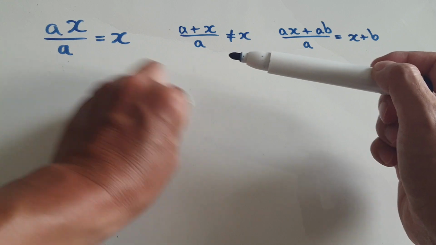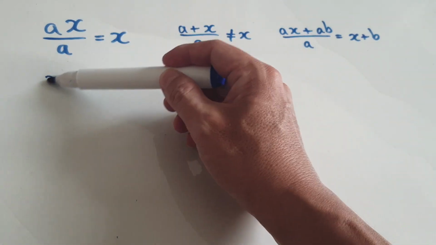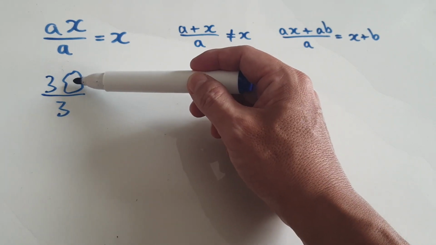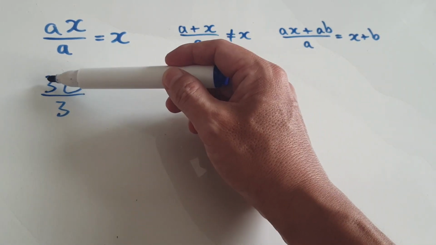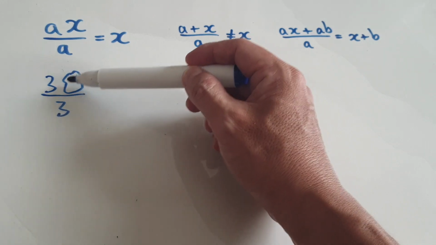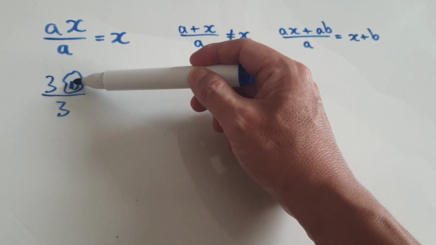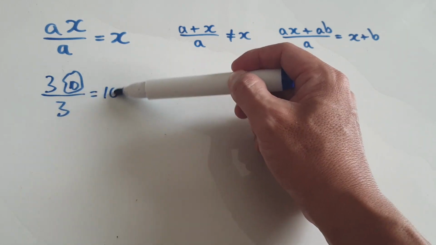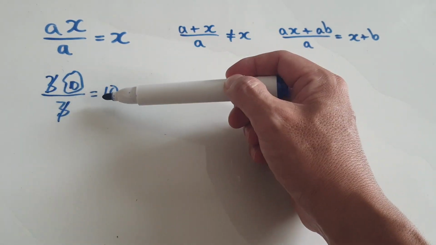So for this one here, it's like me saying 3 times a number and then divided by 3. Well, think of a number, could be any number, times 3 and then divided by 3. So for example, 10. 10 times 3 is 30, divided by 3, that would be 10. Notice that these two, in a way, they cancel each other out.